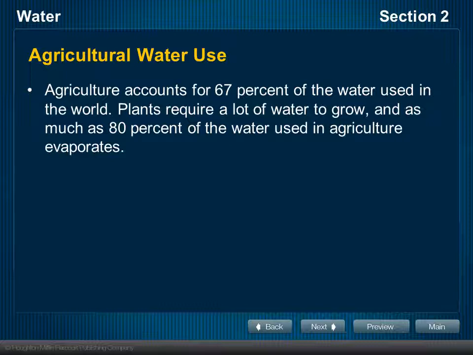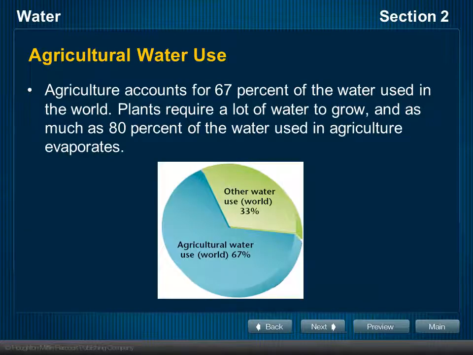And I think it is interesting to note that in what would be considered today some traditional irrigation techniques, especially in industrialized nations, 80% of that water evaporates, which means it doesn't even actually get to the plants and do any good for the plants. And we have a pie chart here that shows this usage.